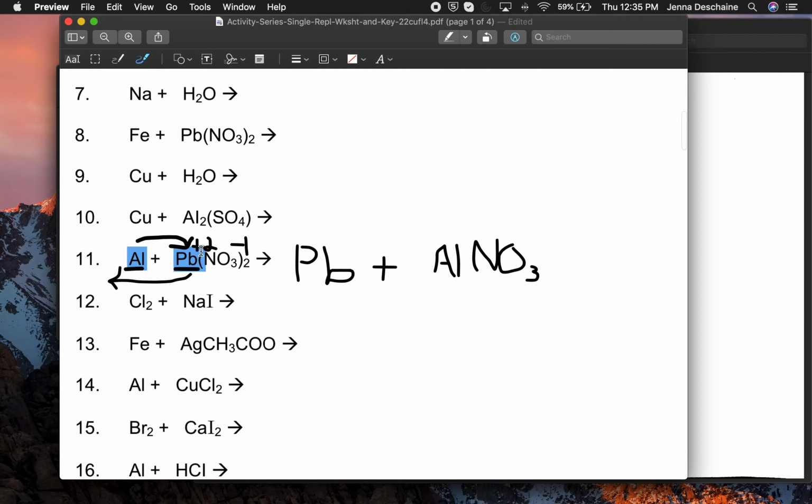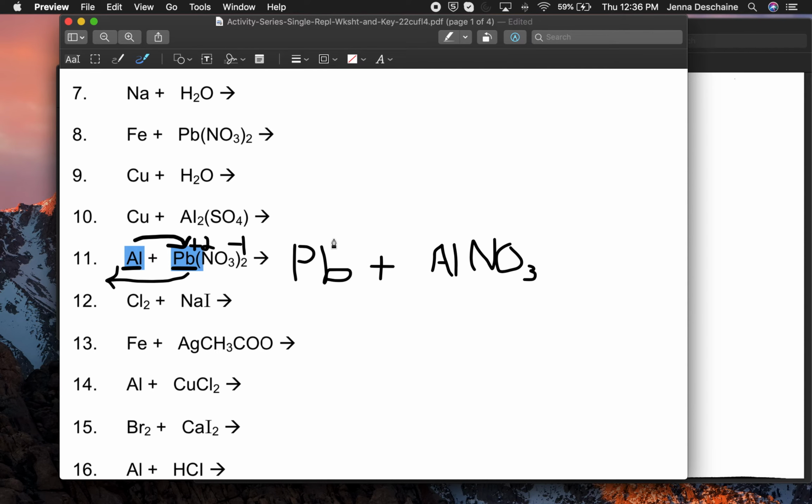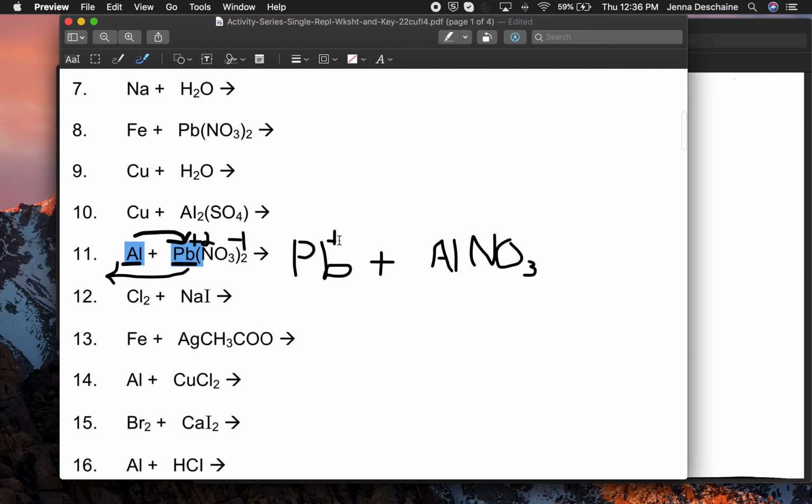And charges carry over from the equation, okay? So if lead is charged +2 over here, it's also going to be +2 over here. Okay, you don't need to write +2 for lead, but I'm just letting you know that charges carry over from reactants to products. You don't change the charges, okay?